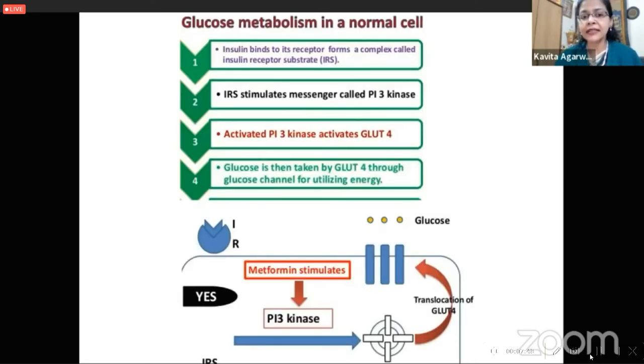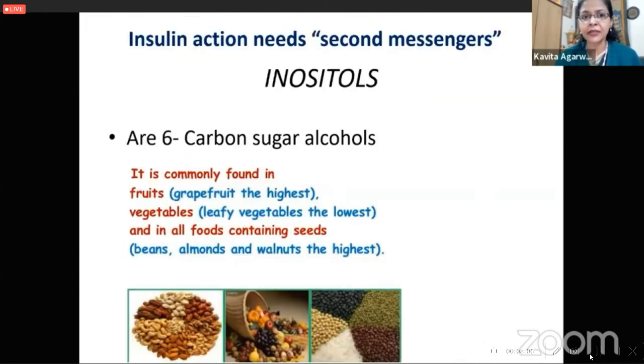So in a normal cell, when the insulin binds to the receptor and forms the insulin receptor substrate complex, there is a release of secondary messengers, that is PI3 kinase, which will activate GLUT4, and then there will be uptake of glucose. Now this glucose can be used for energy or it can be stored as glycogen. Now these secondary messengers of insulin are made up of inositols.